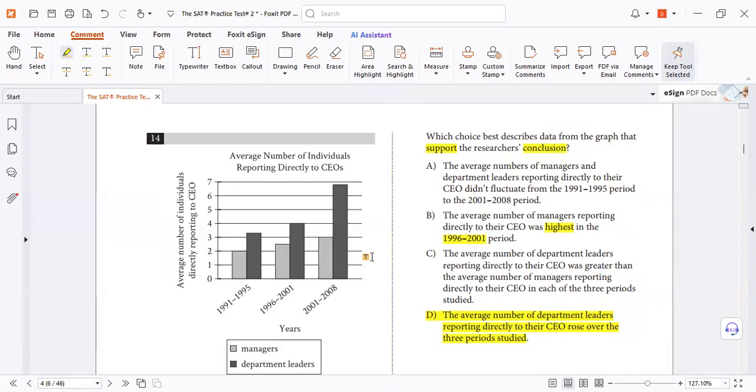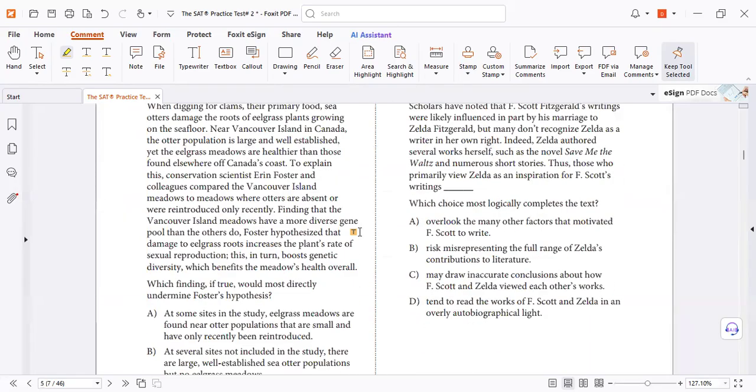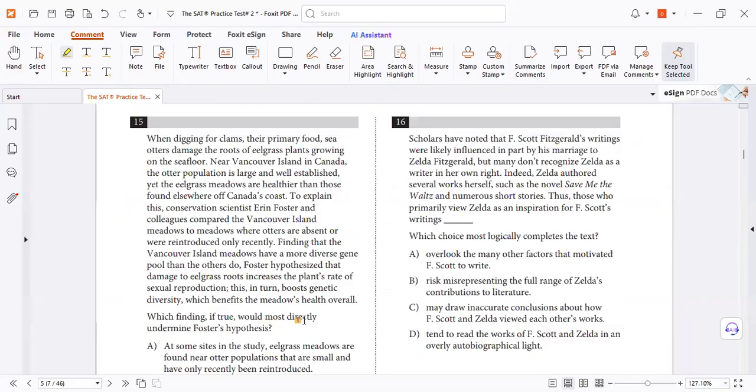Remember something. Here we have a trap. Didn't fluctuate. There is no fluctuation. So don't say fluctuate or not. Catch it? It's a specific one. Come on. Number 15. Here to undermine Foster's hypothesis. Undermine means to prove it's wrong, to weaken it. Let's see how.